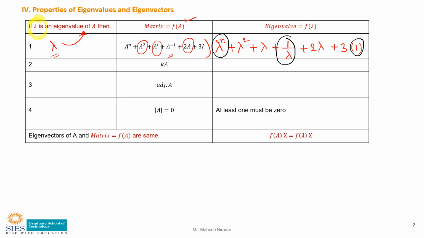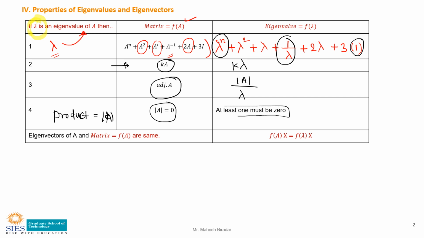Now the next one I have written here is kA. What will be the eigenvalue of kA? You can keep k as it is, it is any real number, and for A we have considered lambda. So k lambda is the eigenvalue associated with lambda for A. Then adjoint of A is there. The eigenvalue of adjoint of A is determinant of A upon lambda. Now, determinant of A equal to 0. We know the result that the product of eigenvalues is equal to the determinant. So if the determinant is 0, this implies that at least one of the eigenvalues must be 0.